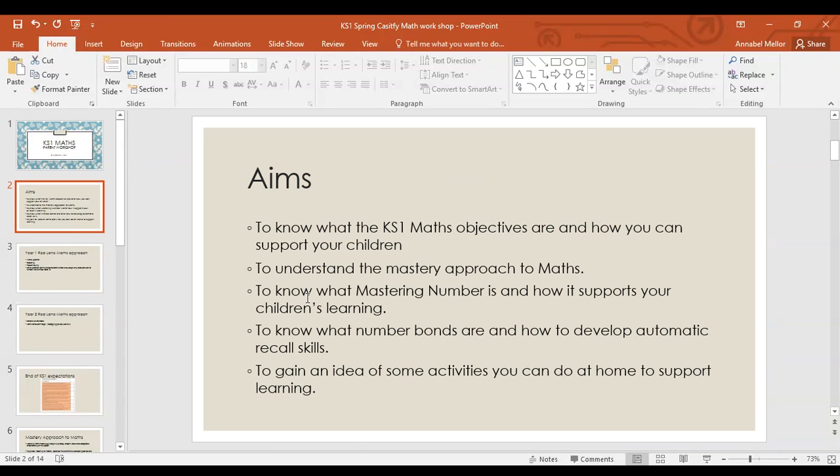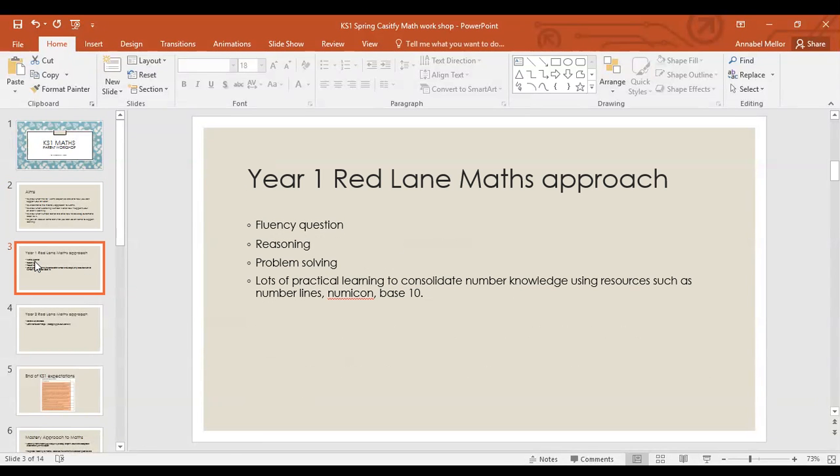The aims of the session are to know what the Key Stage 1 maths objectives are and how you can use these to support your children, to understand the mastery approach to maths, to know what mastery number is and how it supports your children, to know what number bonds are and how to develop automatic recall skills, and to gain an idea of some home learning activities that can help you at home.